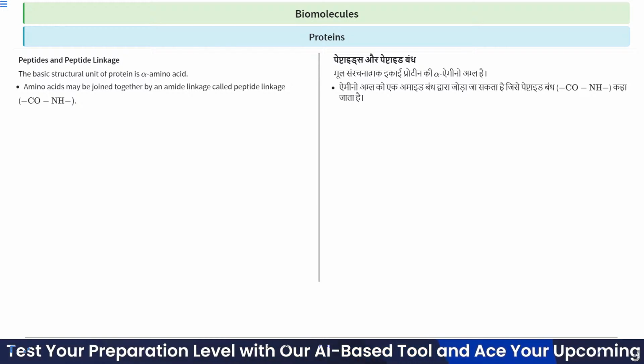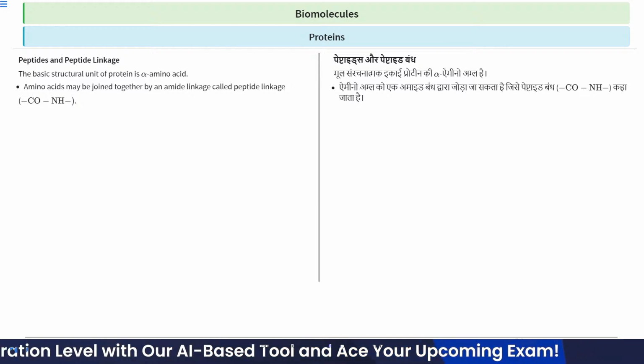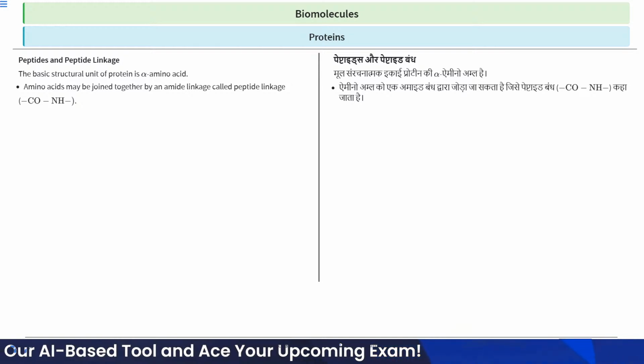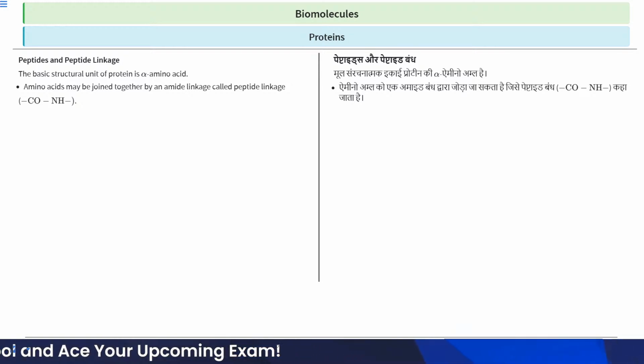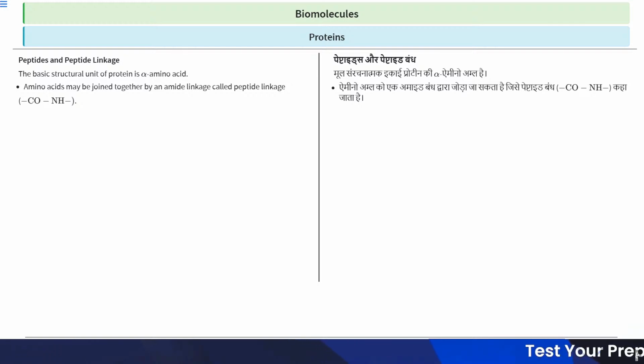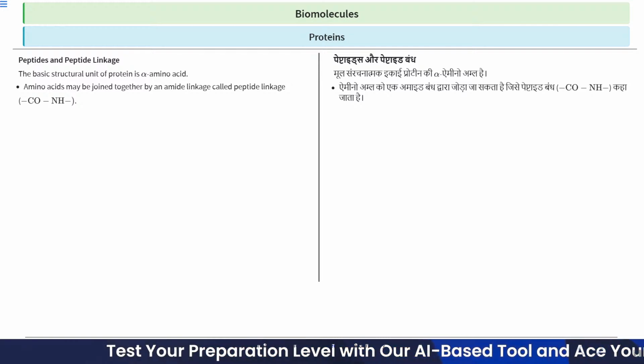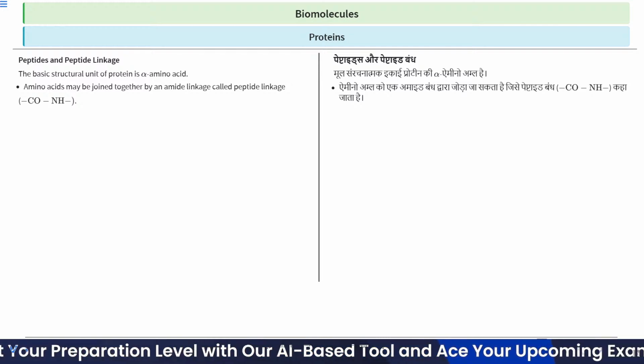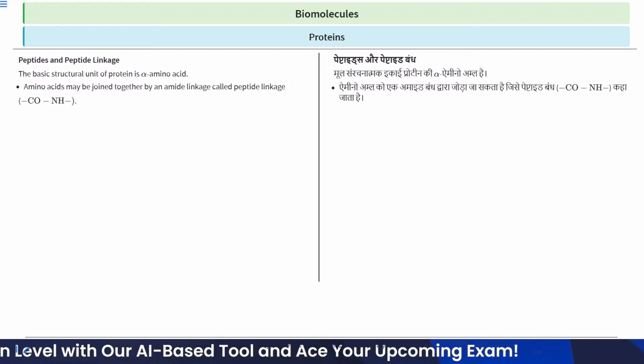So what kind of bond is that? They are joined together by an amide linkage, which is known as peptide linkage. The CO-NH bond is known as peptide linkage, which is formed between two amino acids.